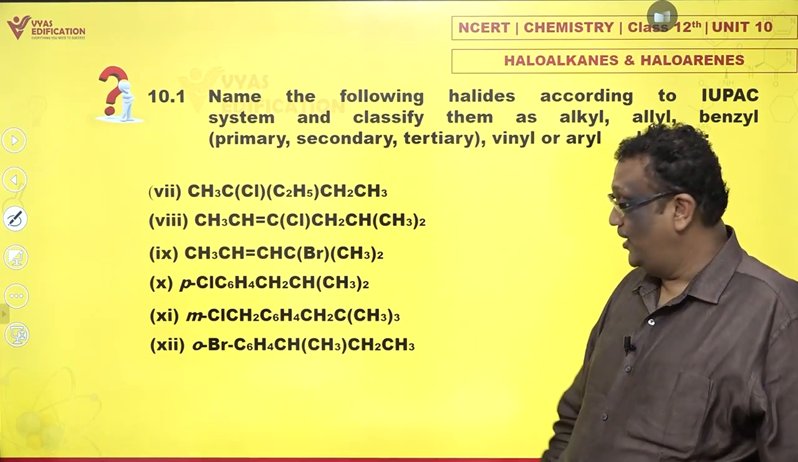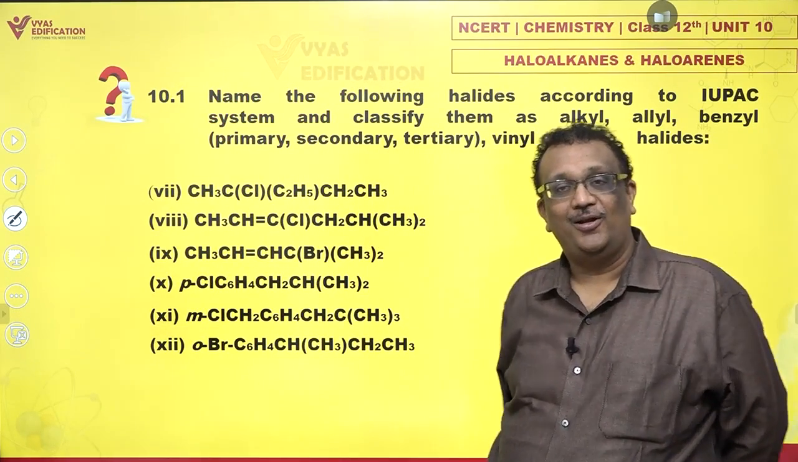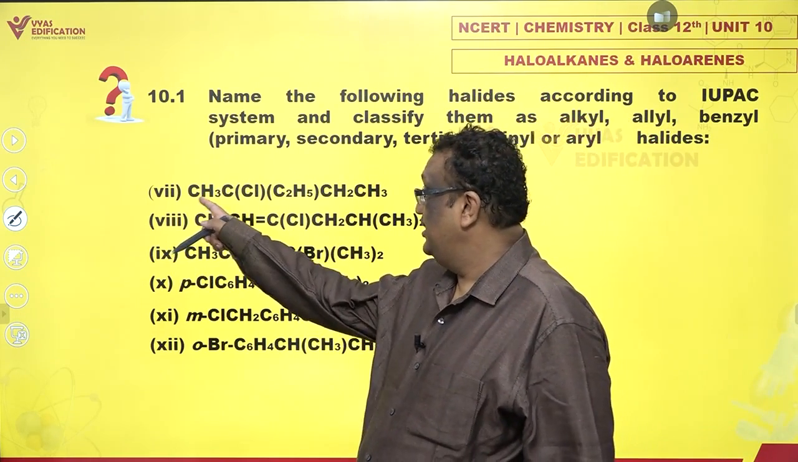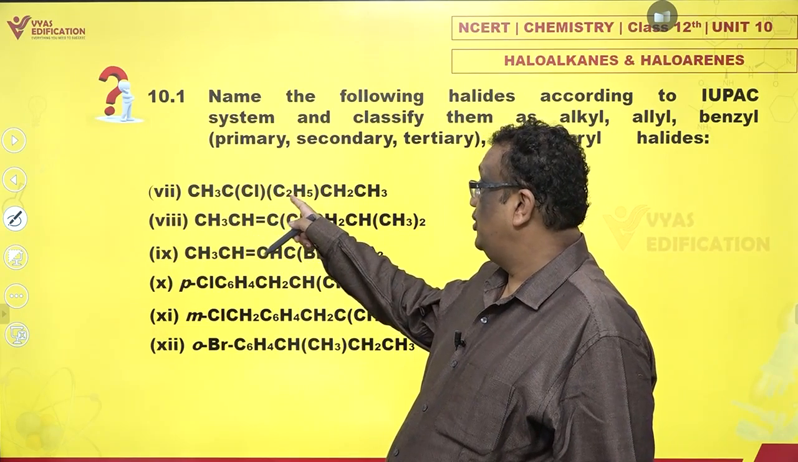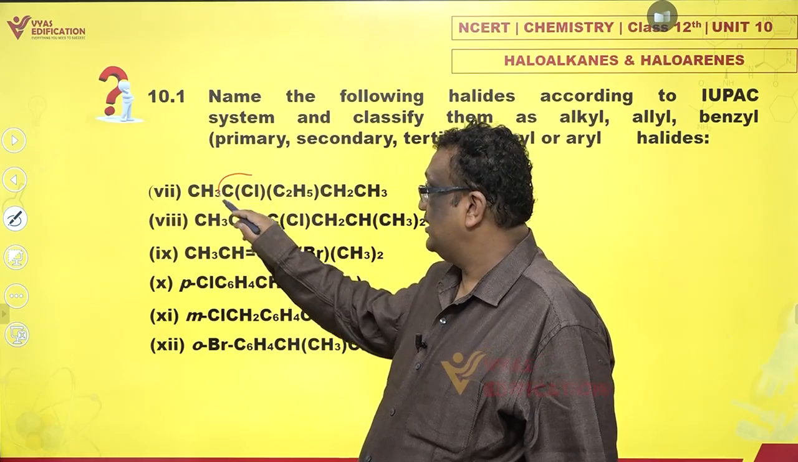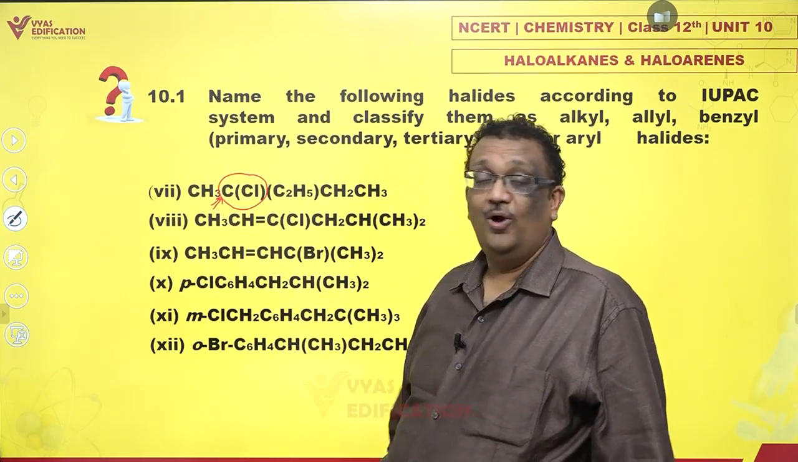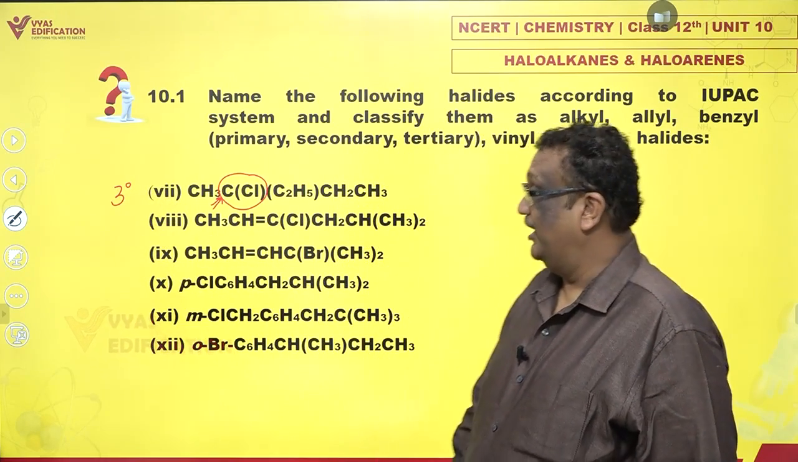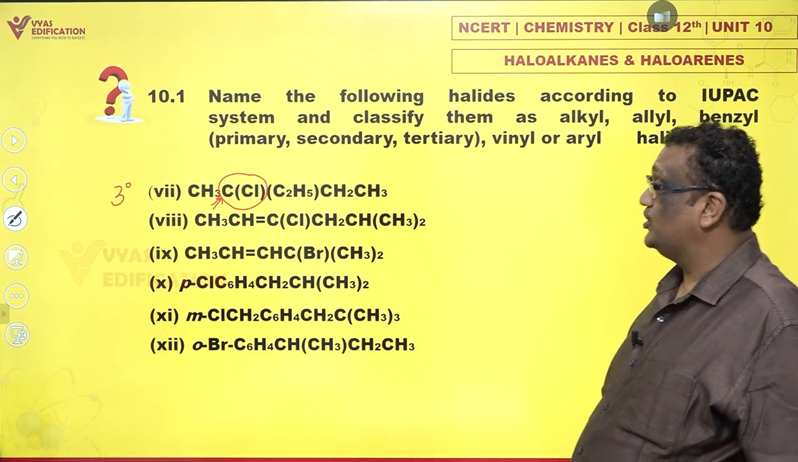Oh my God, there are more. Yes, there are more. What did you think, that we would not have any tertiary or something? Let's take a look. Now, I have CH3, CCl, C2H5, CH2, CH3. Now, this Cl is attached to a carbon which has no hydrogens. So, this is very likely tertiary. Yes. And if you are confused, let me draw the bond line notation for you.